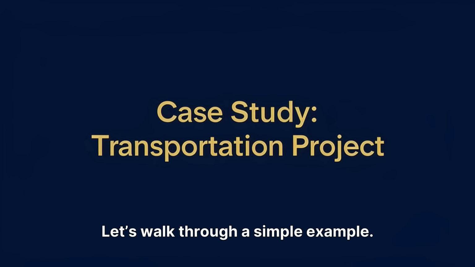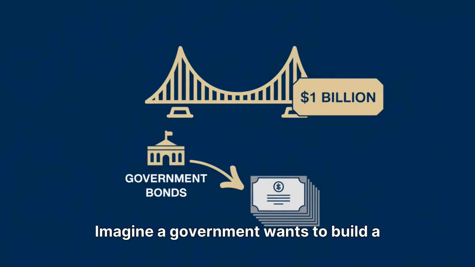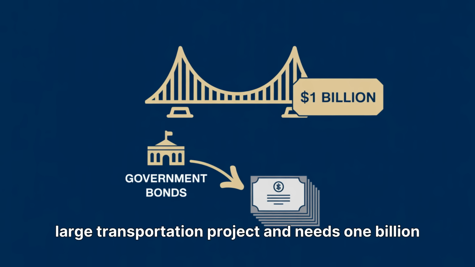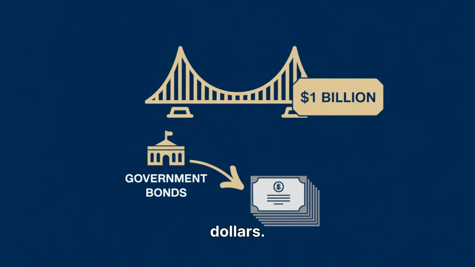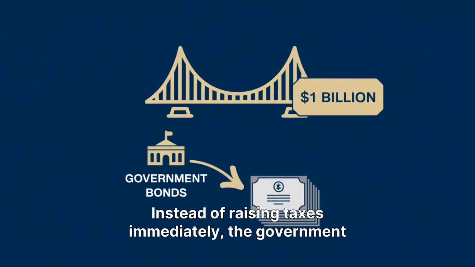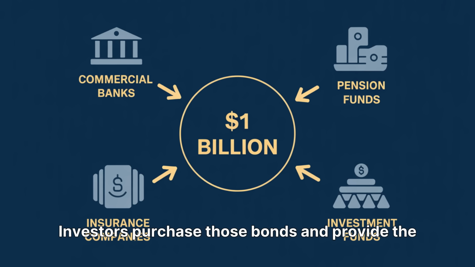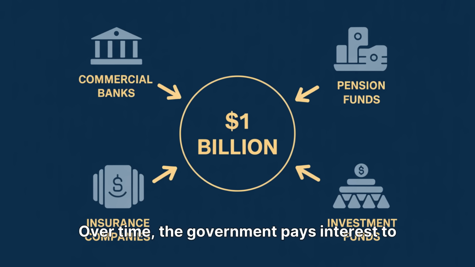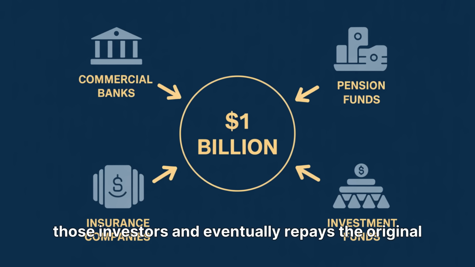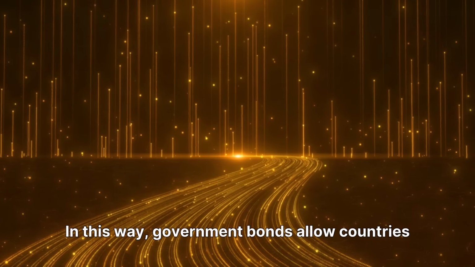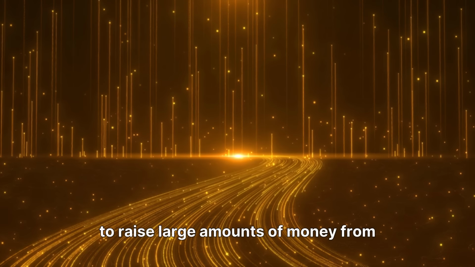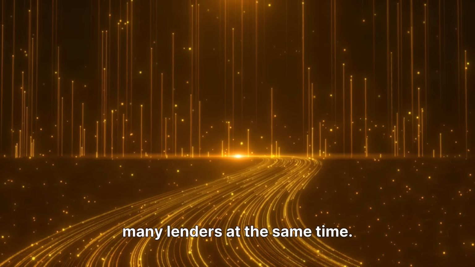Let's walk through a simple example. Imagine a government wants to build a large transportation project and needs $1 billion. Instead of raising taxes immediately, the government issues bonds worth $1 billion. Investors purchase those bonds and provide the funding. Over time, the government pays interest to those investors and eventually repays the original amount borrowed. In this way, government bonds allow countries to raise large amounts of money from many lenders at the same time.